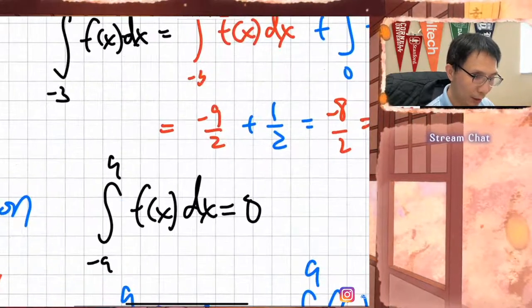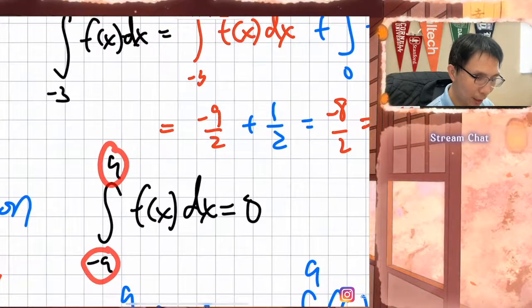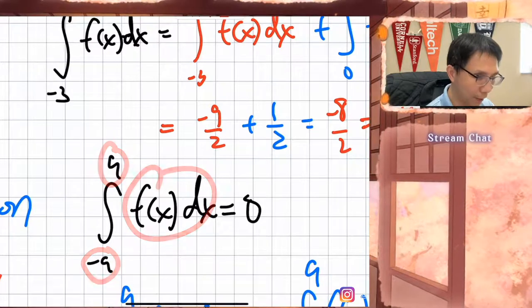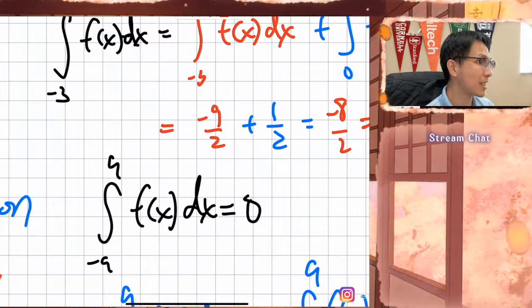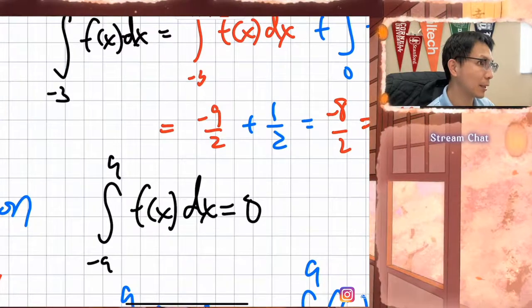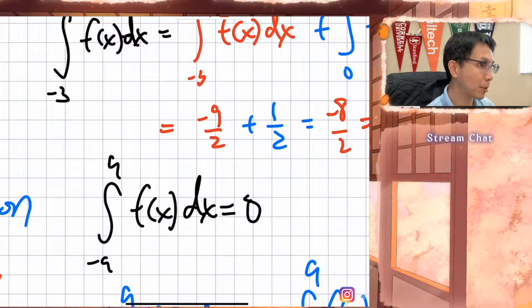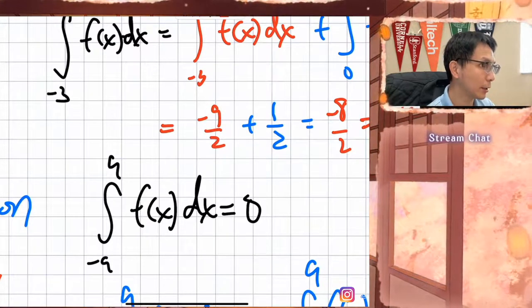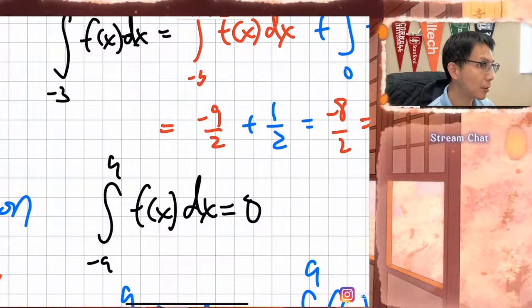because positive and negative. So if you went from negative a to positive a of f of x for an odd function, that's always equal to 0 because both areas are exactly opposite to each other. The area is going to be exactly the same, but the integral is going to be exactly opposite, and they will cancel each other out, kind of yin and yang. They just cancel each other out. Does that make sense for odd functions?